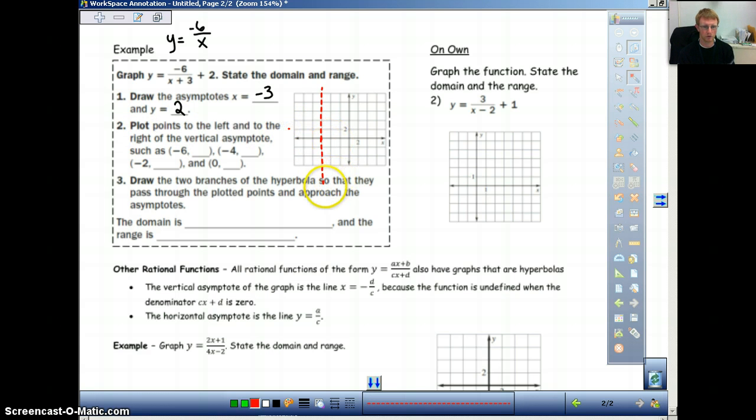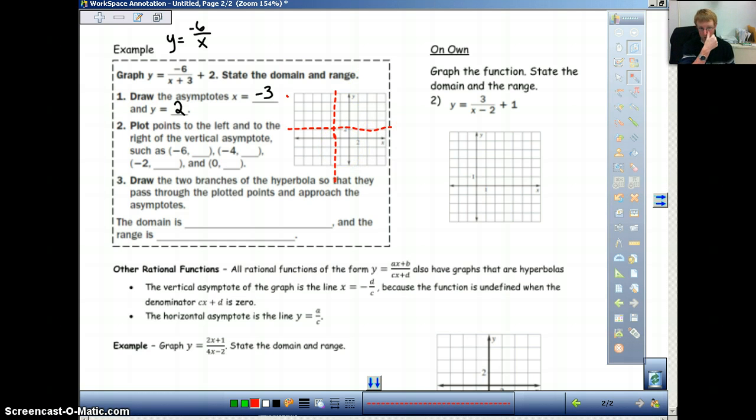Oh, sorry, I apologize. These are by 2's, so we have to make sure we do this correctly. So the -3 will actually be right here, in between here. Get it as close as you can, no big deal. And then y equals 2 is right here. Always got to check the scale on the graph. Okay, so those are our asymptotes.